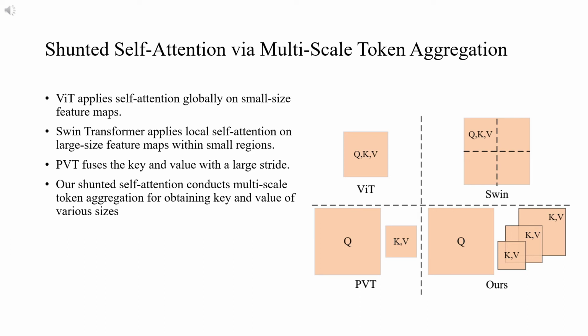PVT reduces the cost by merging tokens with spatial reduction. Specifically, PVT merges the tokens of key and value. Nevertheless, PVT tends to merge too many tokens within one self-attention layer, thereby resulting in a mixture of tokens from small objects and background noise. Our shunted self-attention conducts multi-scale token aggregation for obtaining keys and values of various sizes, which helps capture multi-scale objects and reduces the computation cost.